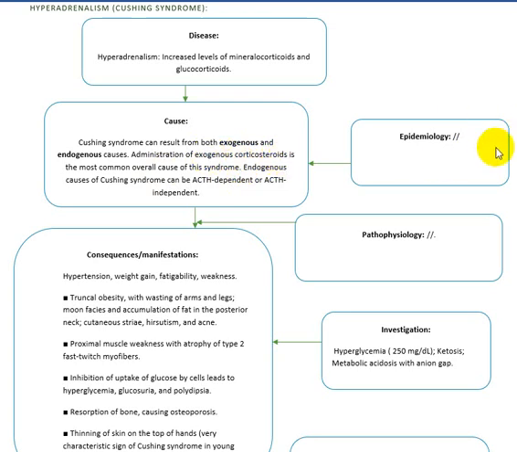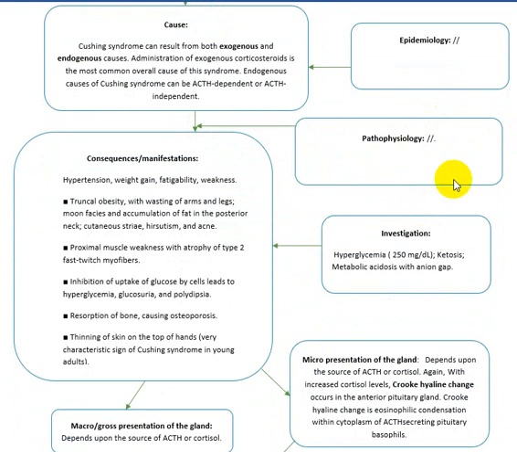Epidemiology, nothing is written on it. Pathophysiology, nothing is written on it. We have the consequences and manifestations of Cushing syndrome. We initially said there is a simple way to memorize the Cushing syndrome pathologies: you take your body and look from superficial to deep. You have the skin, then the dermis consisting of fat, then muscles, then bone.